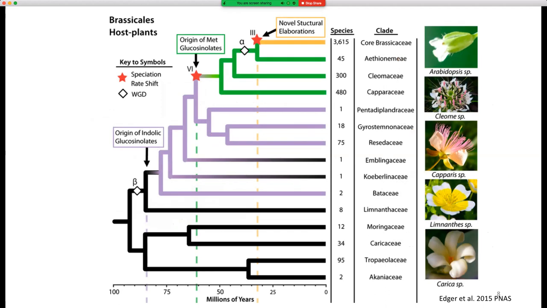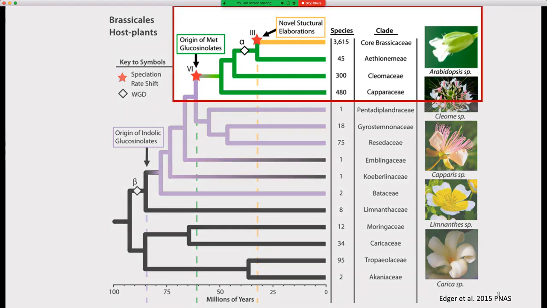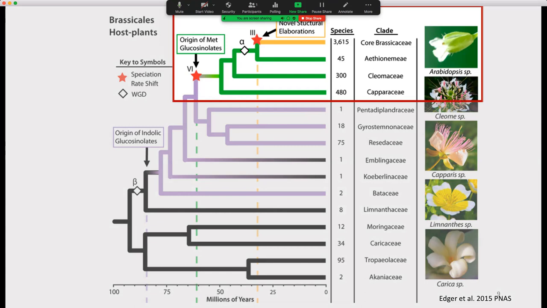Diversity in glucosinolates, as a key innovation of the Brassicales, is very tied to diversity in species as well. In this Edger paper in 2015, they showed some key shifts in glucosinolate diversity were also associated with whole genome duplication events in the order's history. But when it came to those novel structural elaborations that I talked about earlier, they didn't really identify a whole lot going on with that because they were mainly looking at the core glucosinolate structure.